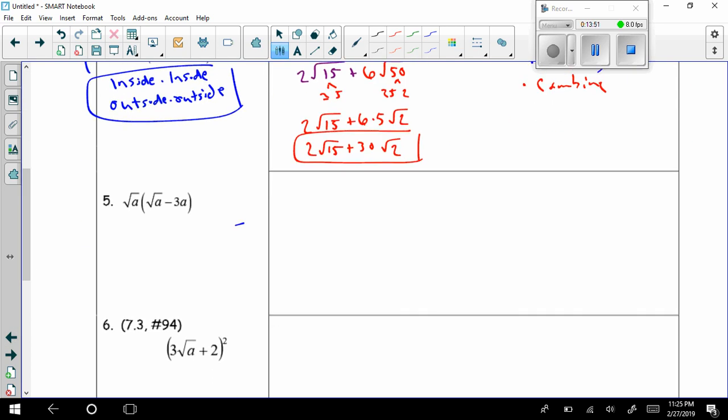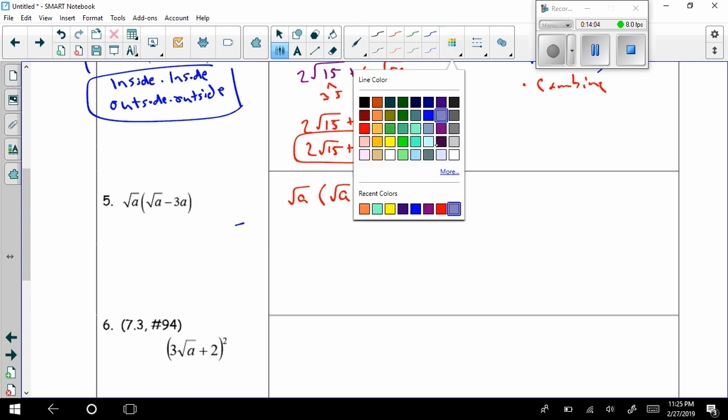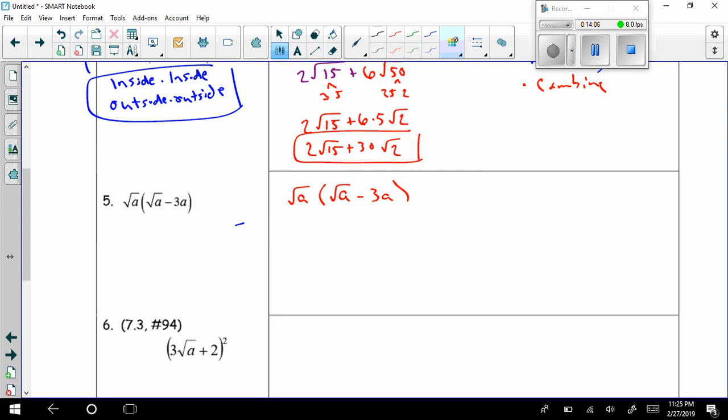Okay, next example. Same type of deal here. We have the square root of a times the square root of a minus 3a. The reason that this is on here is because I want you to think about what's going to happen when I take the square root of a number times the square root of itself. I'm still going to distribute this all the way through.